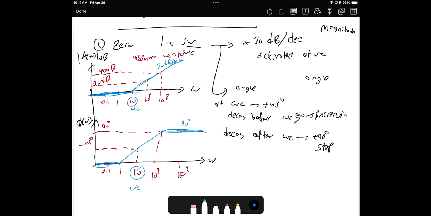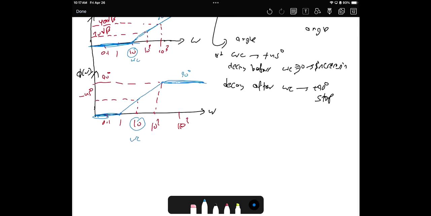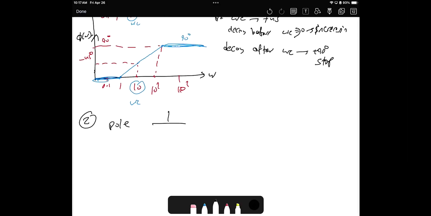Okay, understood? That's the effect of the zero. Now the other thing, how about the pole? Whenever you have a pole, try to make it as 1 plus j omega over omega c. So the pole is the opposite effect of the zero. Basically, the slope will be negative 20 dB per decade instead of positive.